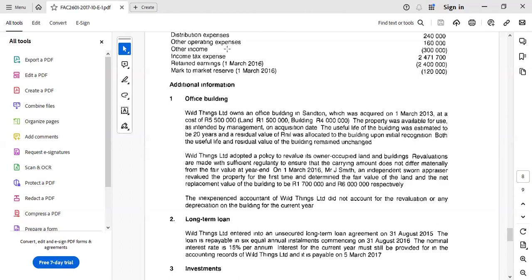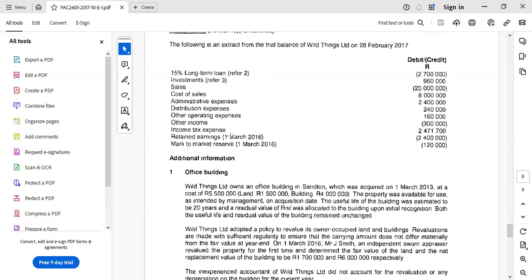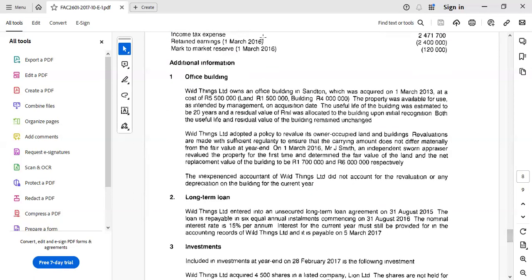The inexperienced accountant of Wild Things Limited did not account for the revaluation or any depreciation on the building for the current year. So there are two things that we need when we do the statement of changes in equity. Number one, there is a revaluation. The revaluation will go to the revaluation surplus. Number two, there's depreciation. This depreciation, which has not been accounted for, will also be part of other expenses, so it will be part of these other operating expenses. So we have to do calculations on that.